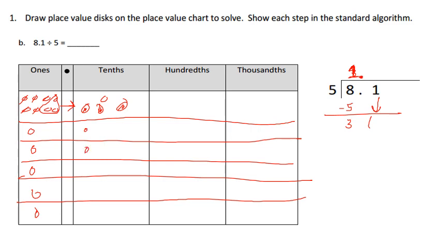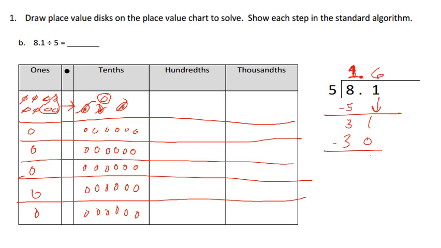That's 1, 2, 3, 4, 5, 6, 7, and so on up to 30. So we were able to take care of our 30, but we still have 1 remaining. So over here we know 5 will go into 31 6 times. 6 times 5 was 30. And we have 1 remaining.